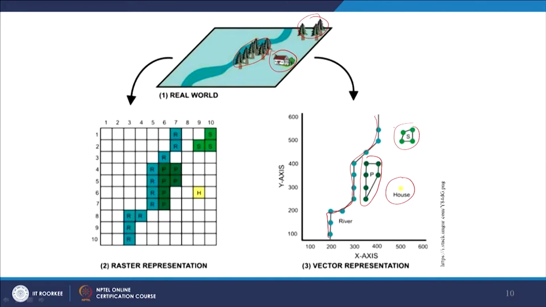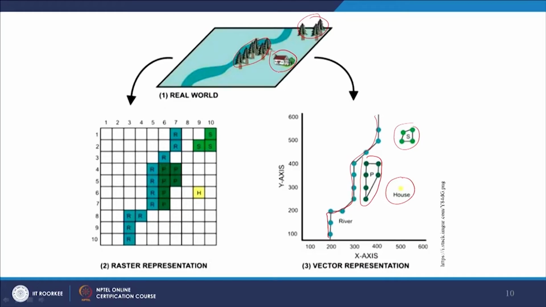And of course, once we model things from the real world to vector, this is discrete and this is abstract reality. A river, which has smooth curves and width, all of that has gone except some lines. So it is a reduced version of the real world, an abstract version of the real world.